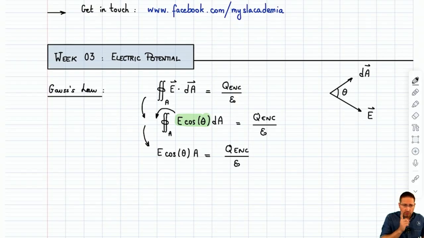And that's good because my goal in using Gauss's law is not finding flux. I don't really care what flux is. I only care that flux can be written like this so that I can solve for E. That's my goal. I'm using Gauss's law as a method to find the electric field.